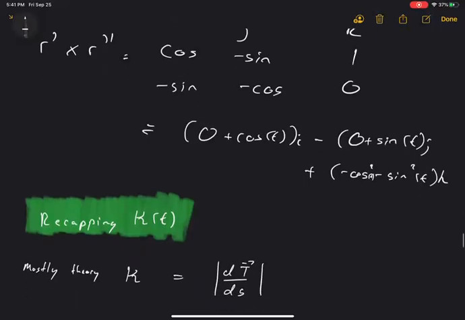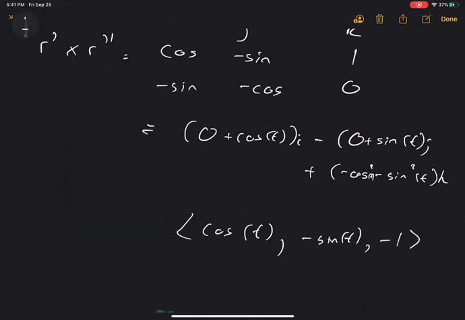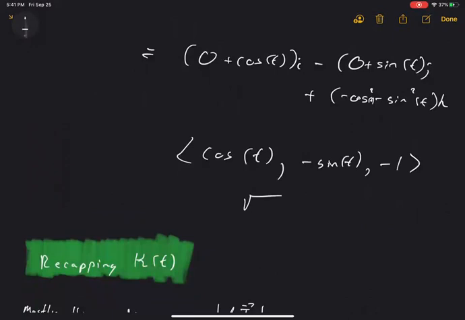So what vector is this? This gives me the vector cosine of t, negative sine of t, and then negative 1, right? What's the magnitude of this vector? Square root of 2. I can tell just by looking at it. So that's my r prime cross r double prime magnitude.